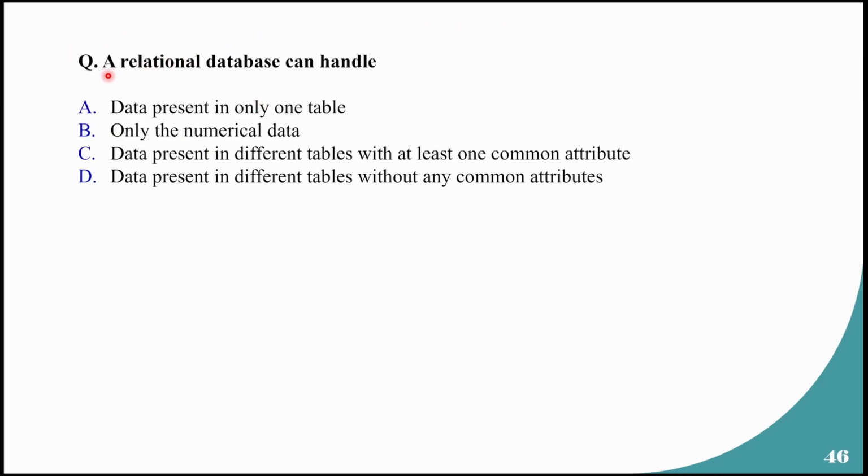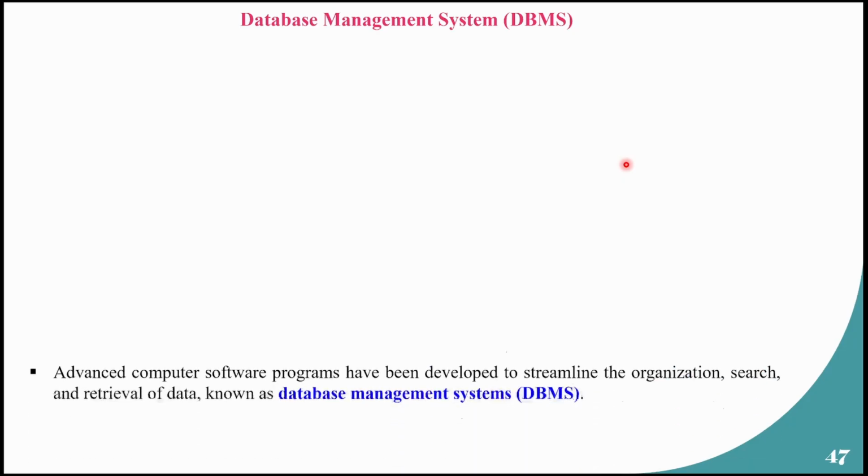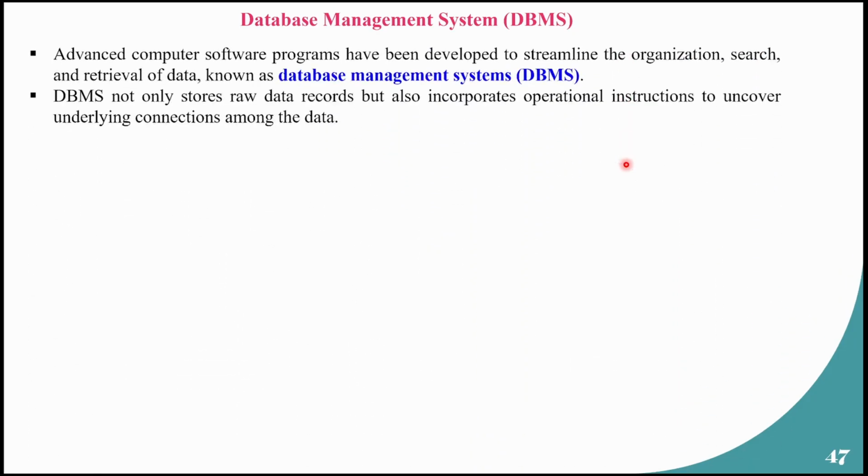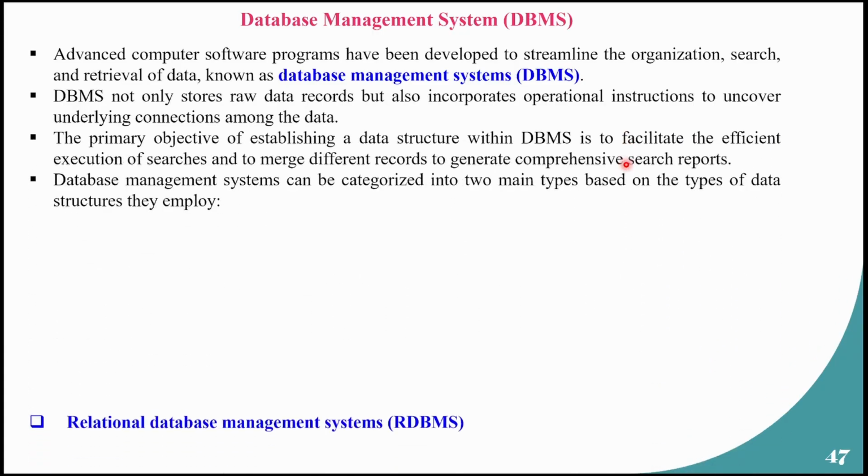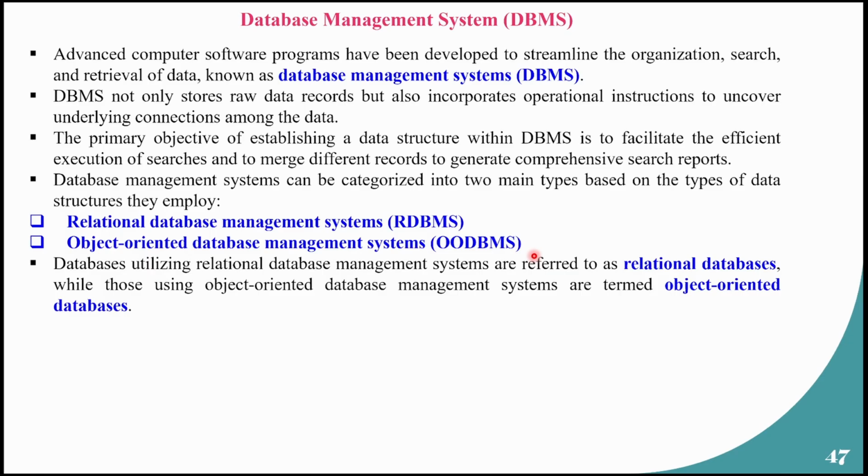Okay, so the relational database term was mentioned just earlier. A relational database is basically data present in different tables with at least one common attribute. If we have this kind of database structure, that will be a relational database. Now, the database management system overall is the program being utilized for streamlining the organization, search and retrieval of the data. The relational database management system is one part of DBMS. The other one, as we talked about, is the object-oriented database management system.